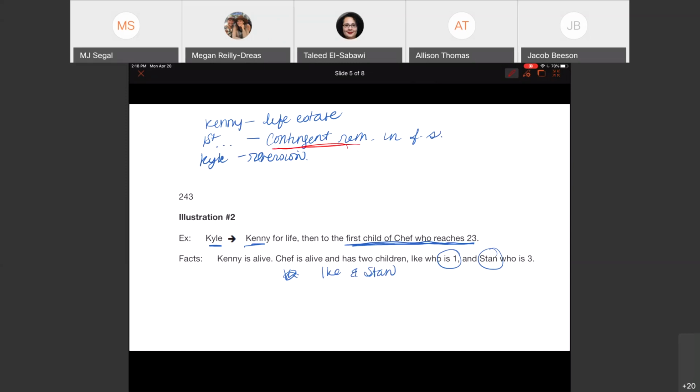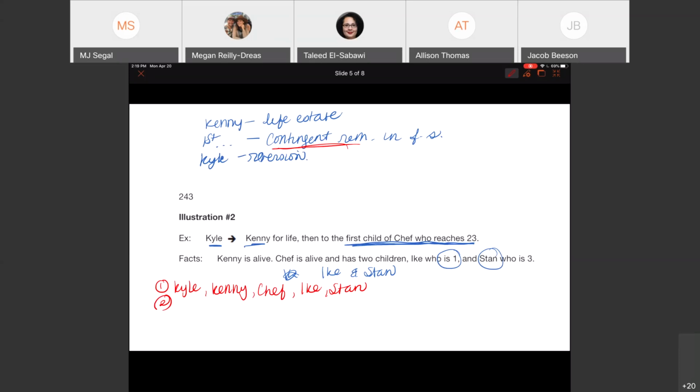Okay, the first step is to list all the lives in being at the time of creation. That would be Kyle, Kenny, Jeff, Ike, and Stan. And I just used the little trick that I gave you all a couple slides ago. So those are all the lives in being. Now we need to give birth to some children. We need to have Jeff have some babies.